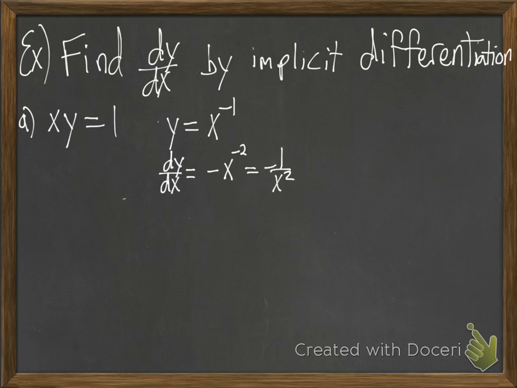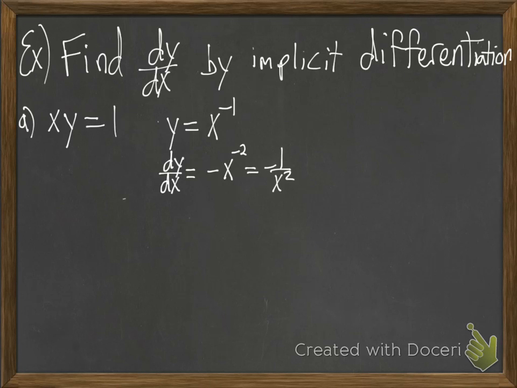Now for a function like xy equals 1, unless you were told, hey, use implicit differentiation, you're probably not going to want to bother with it. It's a little quicker to rewrite it and use the power rule. But here's how implicit differentiation works. We start by differentiating both sides with respect to x.